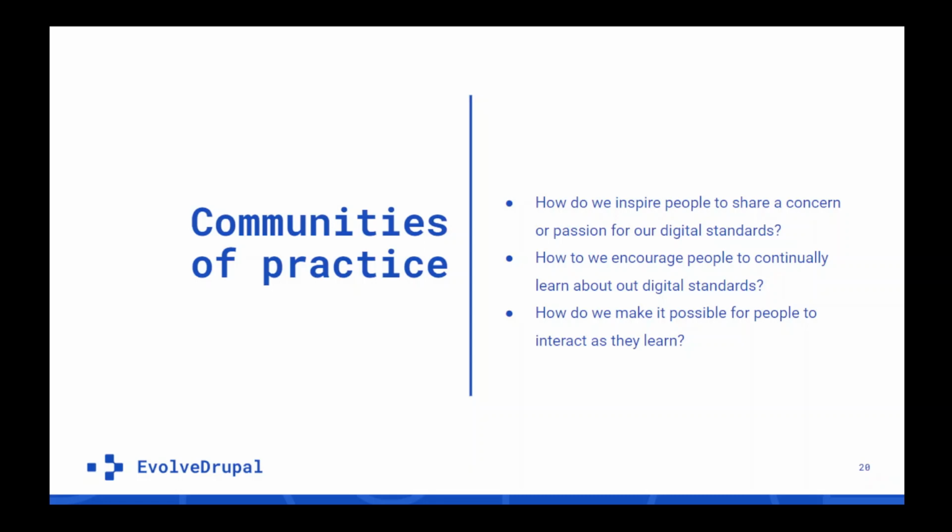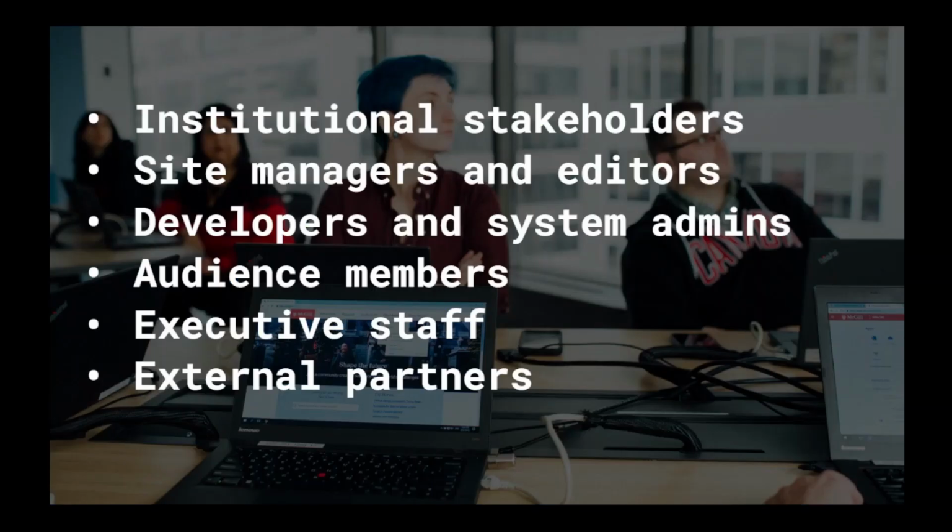Some of the questions we could have asked at the beginning include: how do we inspire people to share concern or passion for our digital standards? How do we encourage people to continually want to learn about our digital standards? And how do we make it possible for people to interact as they learn? When we're thinking about our governance objectives, policies and requirements, we don't always think about those things. But now I'm realizing they are of key importance to success, because it's the difference between our document being just a document on top of that pile of policy, and in fact something that people practice on a day-to-day basis.